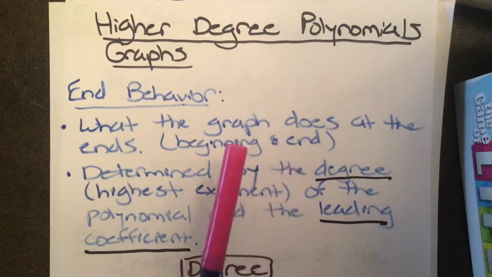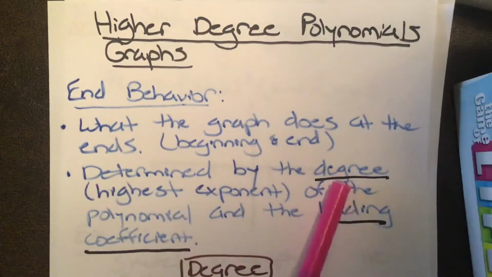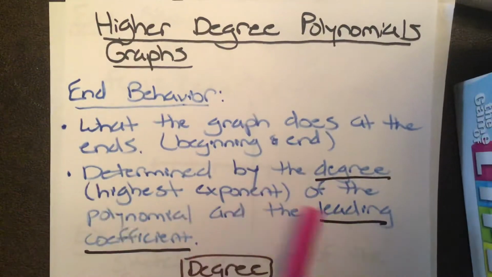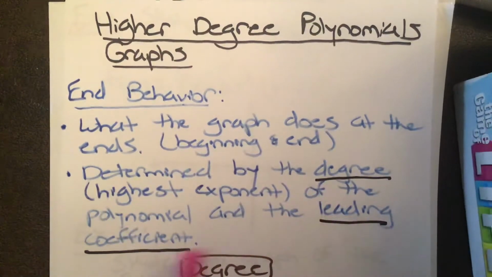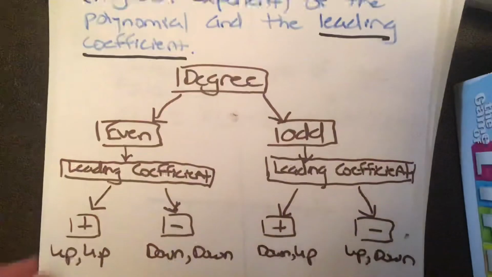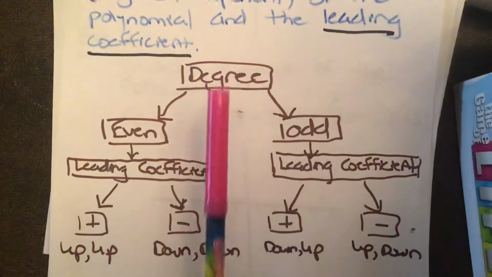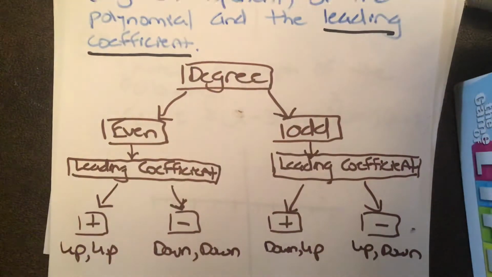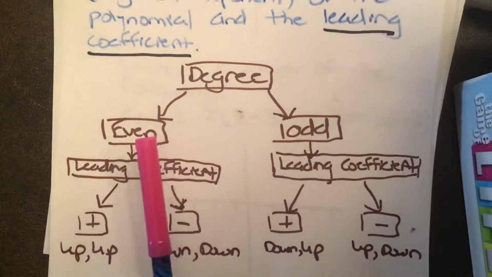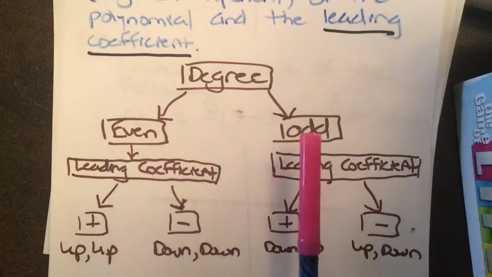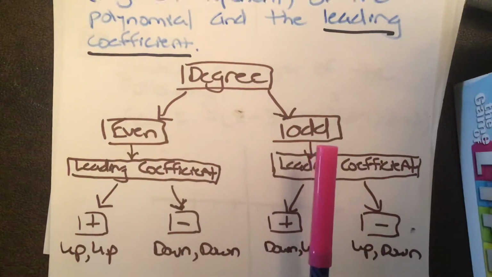If you may remember, end behavior is determined by the degree, which is the highest exponent of the polynomial, and the leading coefficient. In other words, the number out front. So right here is kind of a little flow chart just as a refresher of how it works. The first thing you have to decide is if the degree is even or odd. What I always say to remember is if the degree is even, the end behaviors go the same direction. If they're odd, they go in opposite directions.